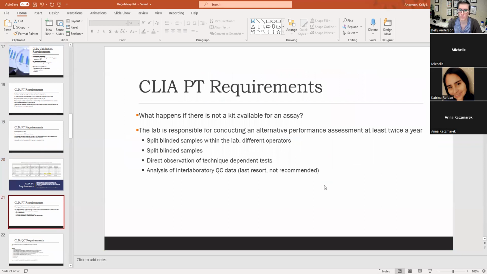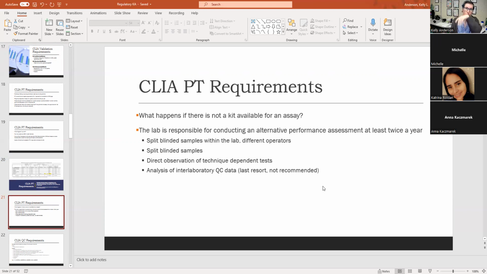And what happens if there is not a kit available for an assay? This can happen if you're in a reference lab and you're doing very niche tests, or you're doing a lab developed test, or you're just doing a very, very special test. CAP may not have a survey for that. So you do have some other options. You can split a blinded sample within the lab.